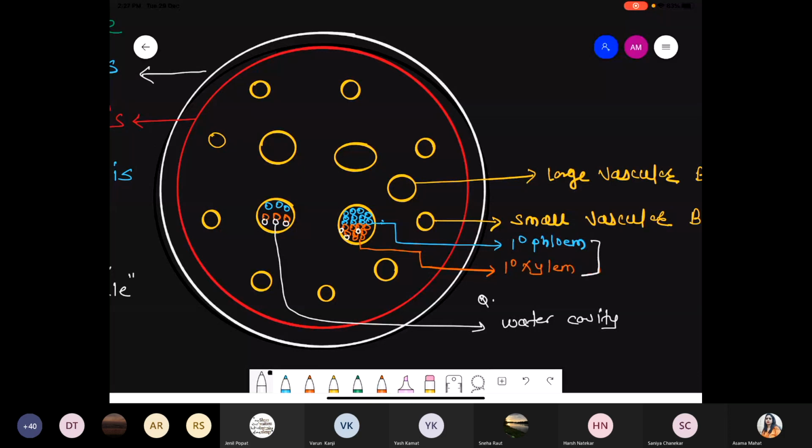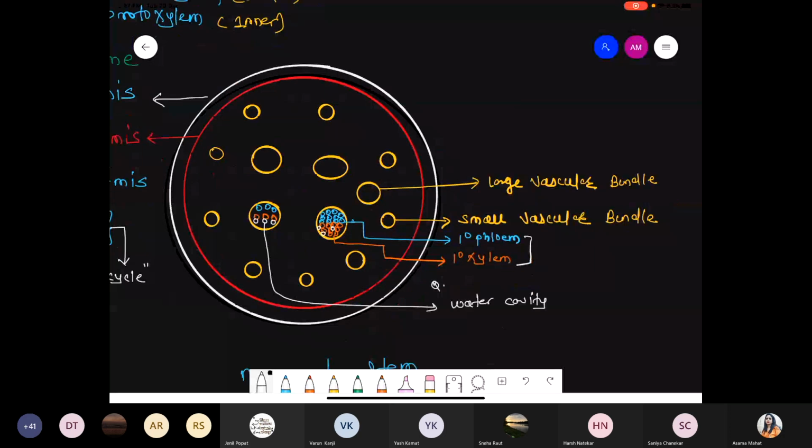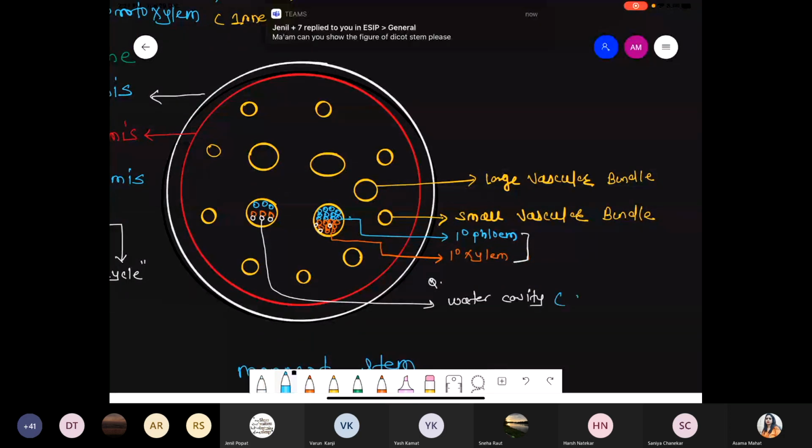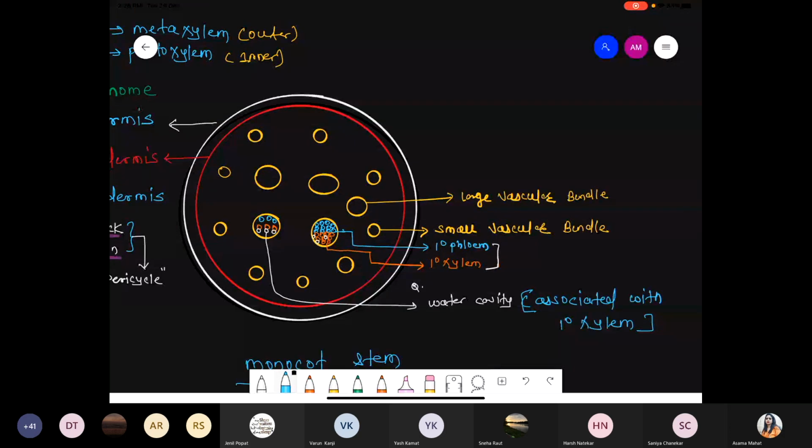So please remember, water cavities are associated with, one second, first of all I'll complete this part. Water cavities are associated with primary xylem. Where the primary xylem is present, exactly below that primary xylem, water cavity is present. Remember this point, water cavity present. Got it? And what is the function of the water cavity? Obviously storage of water.